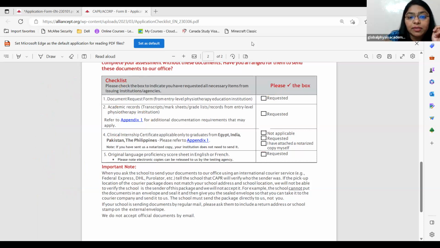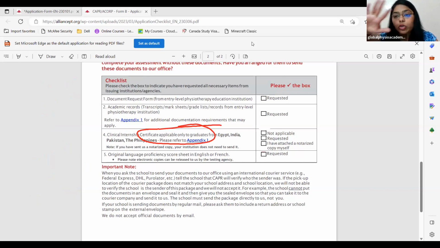Now, if you are giving the internship certificate to the CAPR yourself, you need to notarize it. But if the college provides the internship certificate, then you don't need to notarize. The college just submits it. So the college has a separate envelope, and it has to be mailed to the CAPR at the post office nearby the college, okay? This is very important. You need to send three couriers. First, student. Second, college: document request form, transcript, and the internship certificate if you are not giving it yourself. The language test is not with the college; it is another institute. So these three, and if you are not a degree certificate holder and it is in process, the graduation verification certificate.